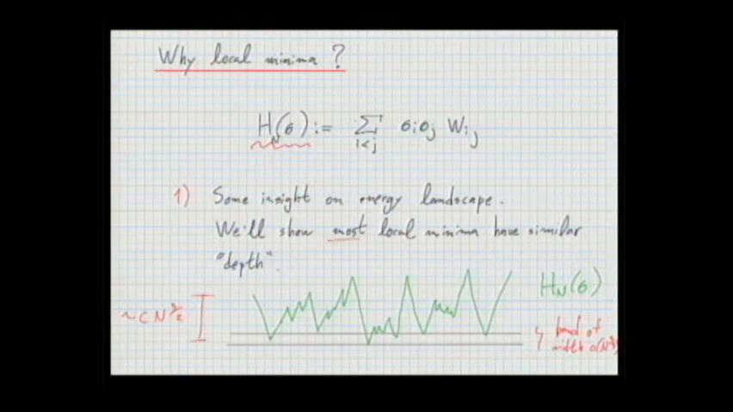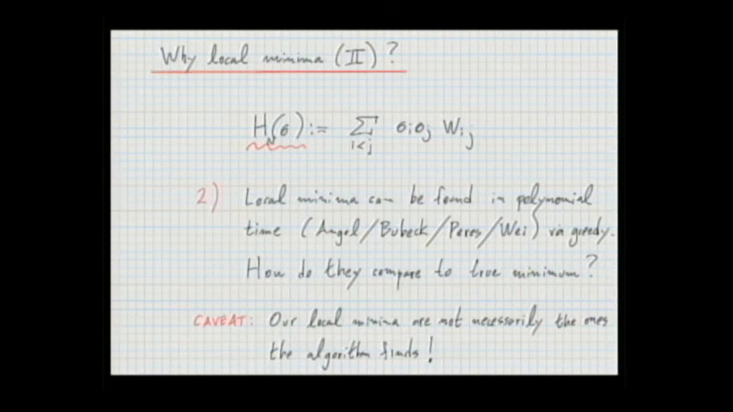The other reason why you might be interested in local minima is that, by a recent paper by Omer Angel, Seb Bubeck, Yuval Peres, and Yufei Wei, you can find these local minima in polynomial time, just by a greedy algorithm. You take your current configuration and look into whether there's a coordinate that's going to decrease your energy value. If there is such a coordinate, you just flip it, and you keep doing that. What they proved is that in polynomial time, maybe n raised to the 11th or something like that, this process would stop at a local minimum.